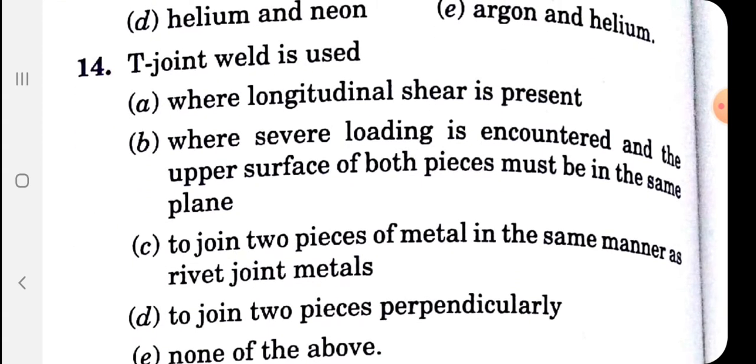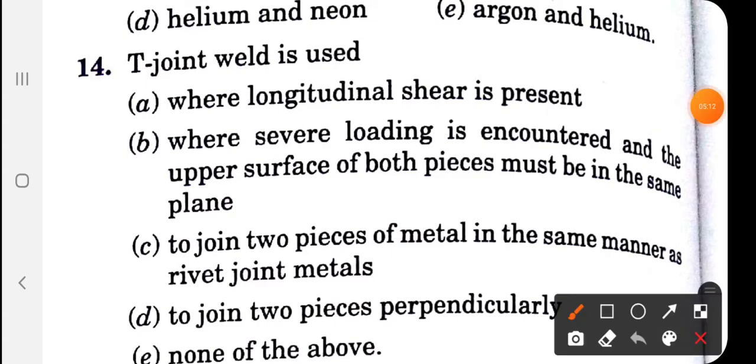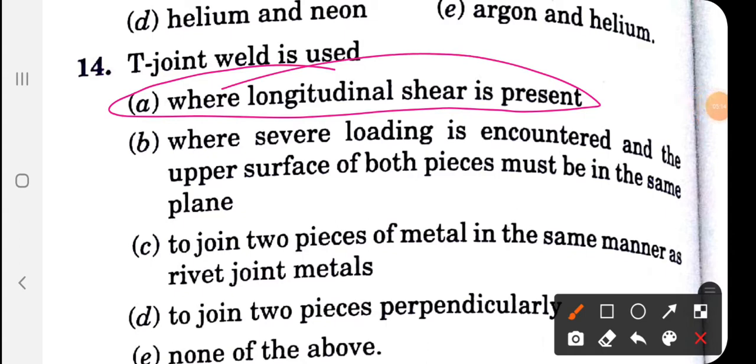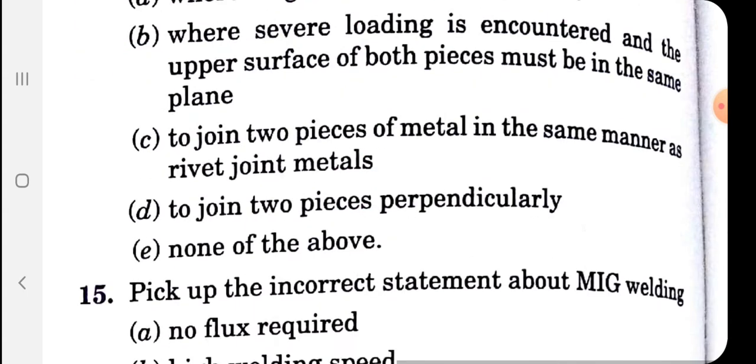T-joint weld is used where longitudinal shear is present. So that is the E. Where longitudinal shear is present, there we will use the T-joint. This is the T-joint where longitudinal shear is present.